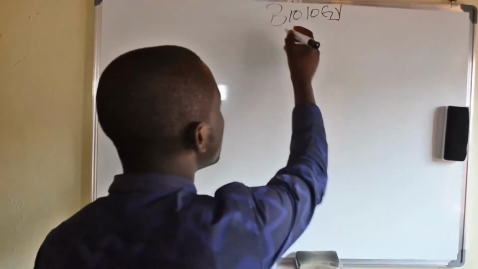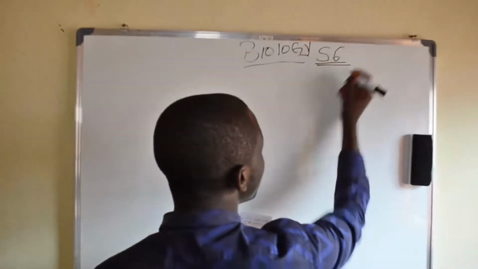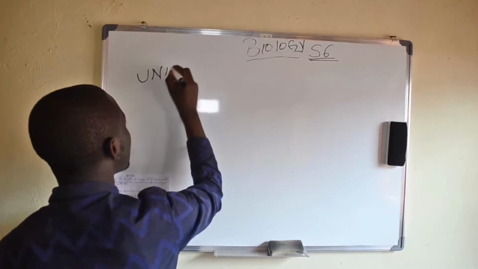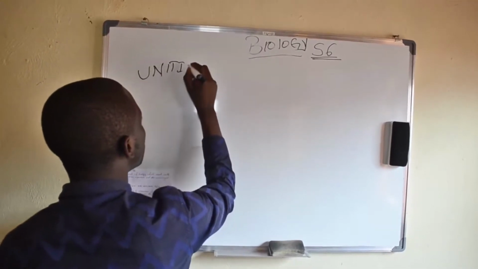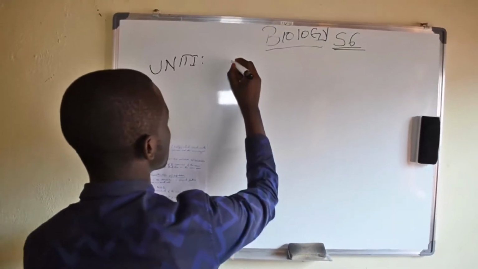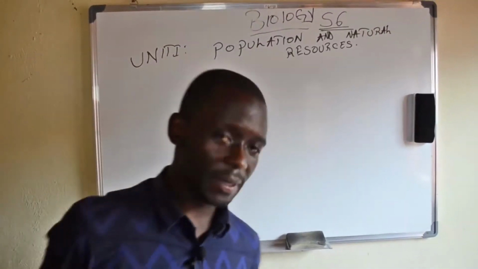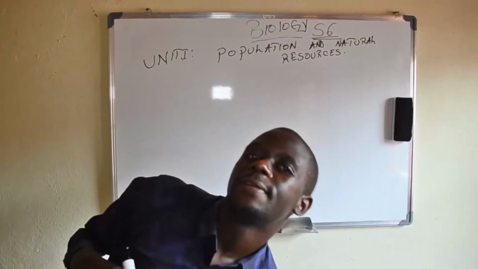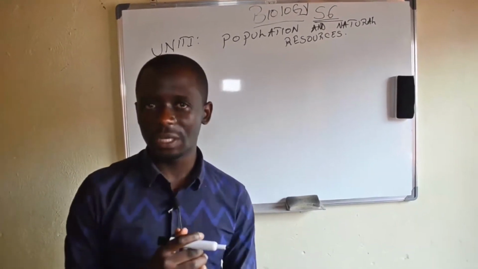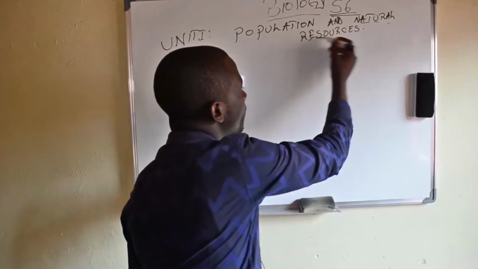So it's biology, especially Senior 6. The finalist, okay, and it's unit 1, okay. It's population and natural resources, okay. In Senior 4 you have been dealing with ecology. You started with the population. What's population? What's natural resources, okay?